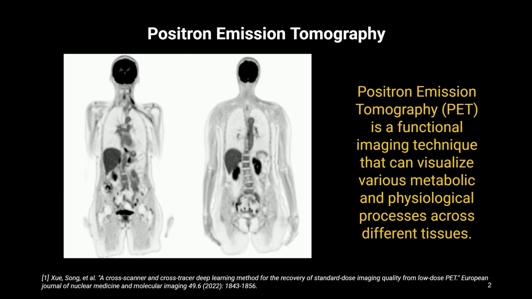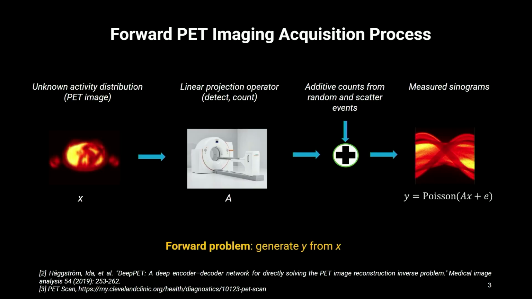During the PET scan process, the patient is first injected with a small amount of radioactive tracer, and after it distributes in the body, the scanner detects it to show the metabolic activity. We can see some example images here. So now let's see the imaging process of PET imaging.